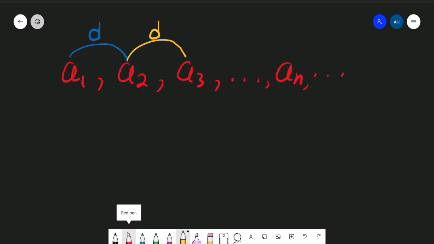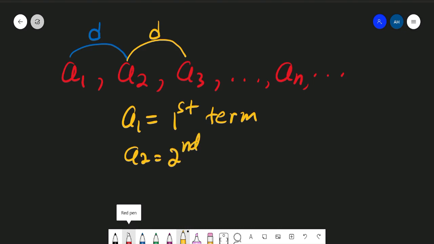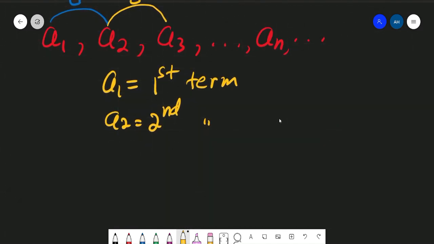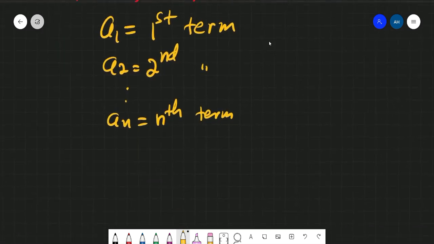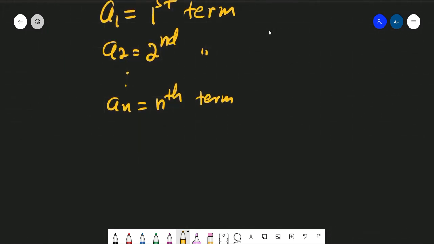So in this case, we have A1 as our first term. A2 is our second term. And so on, we have up to AN. This will be our nth term. Now D, as we mentioned, we call it the common difference.